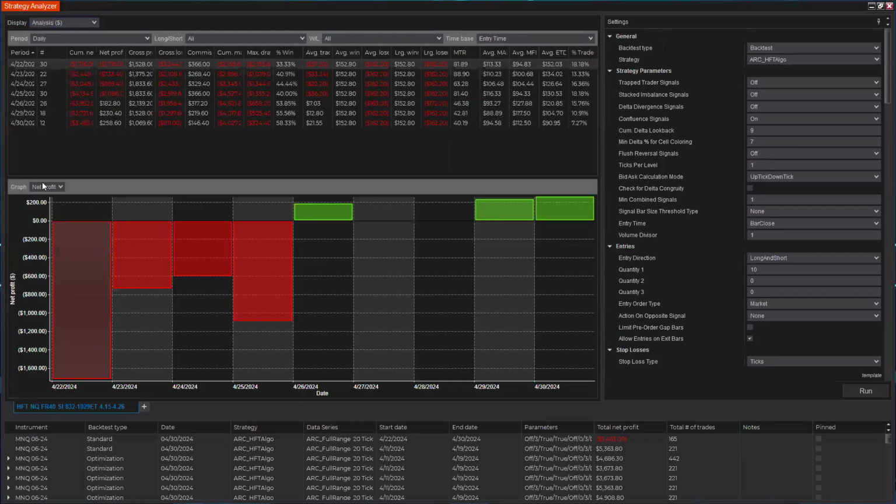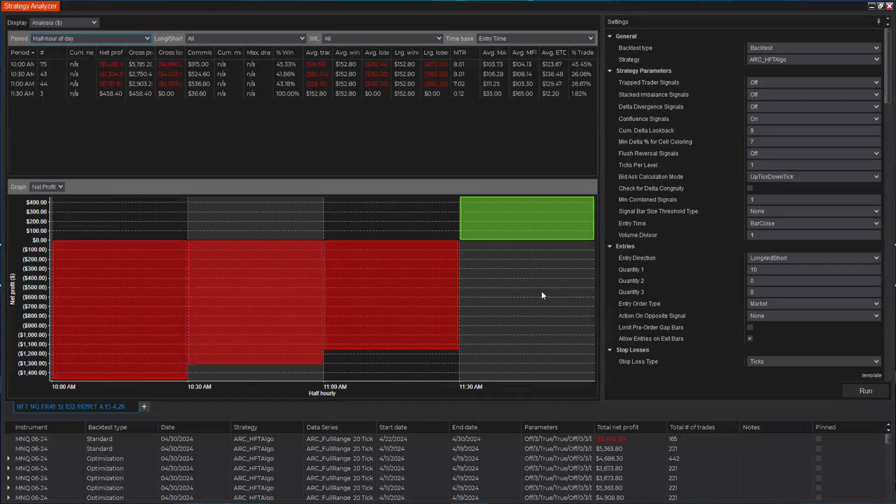Let's go in here and look at half hour of day. Yeah, interesting. So some more optimization needed. This is not something I'd be willing to run yet. But yeah, it gives you some ideas. We can look at the news, what happened on the news.